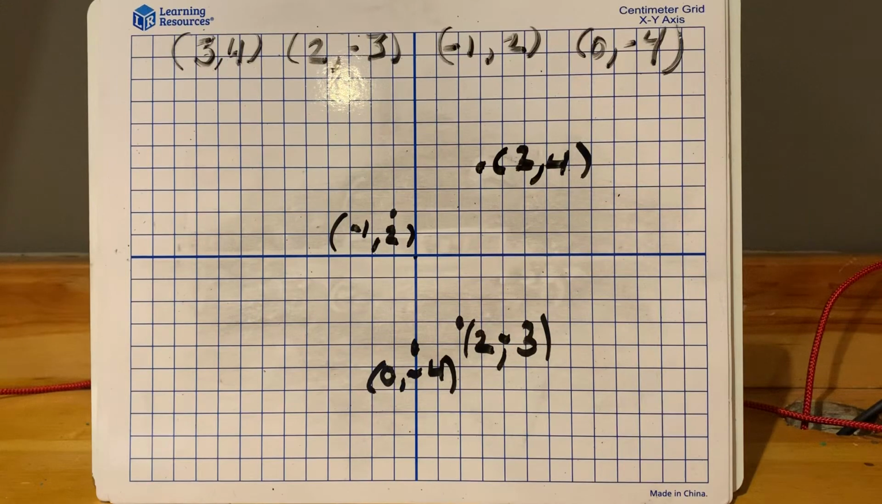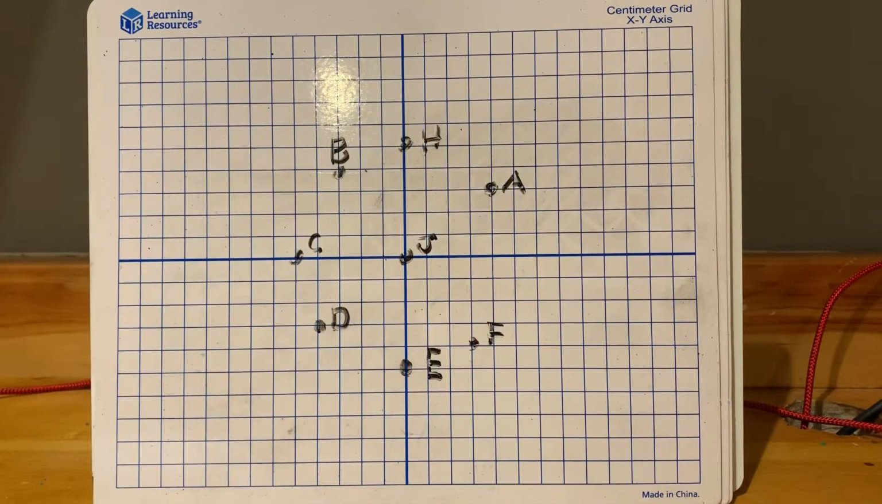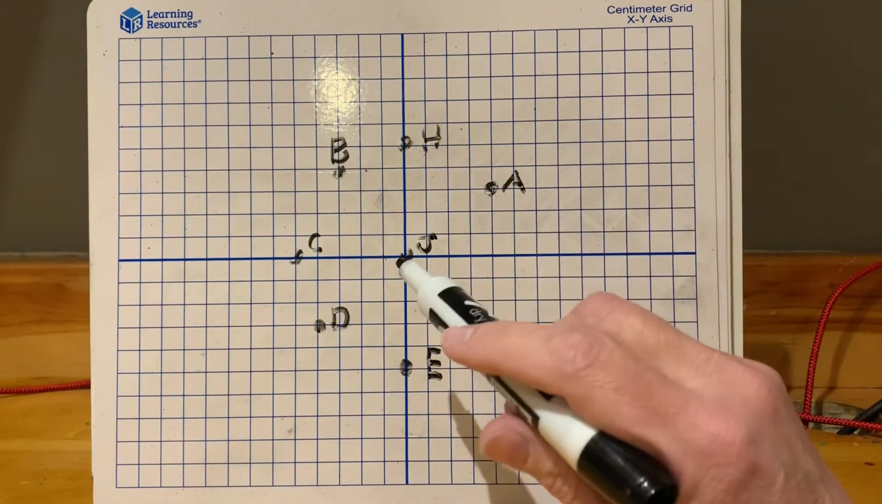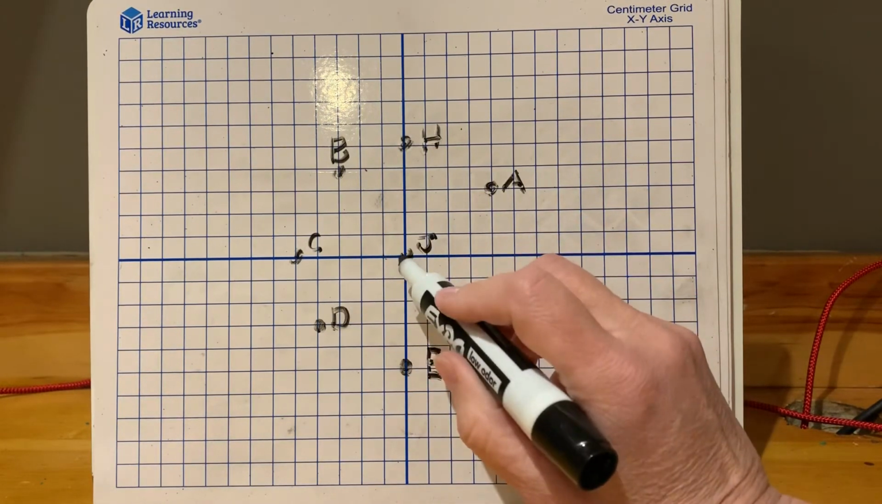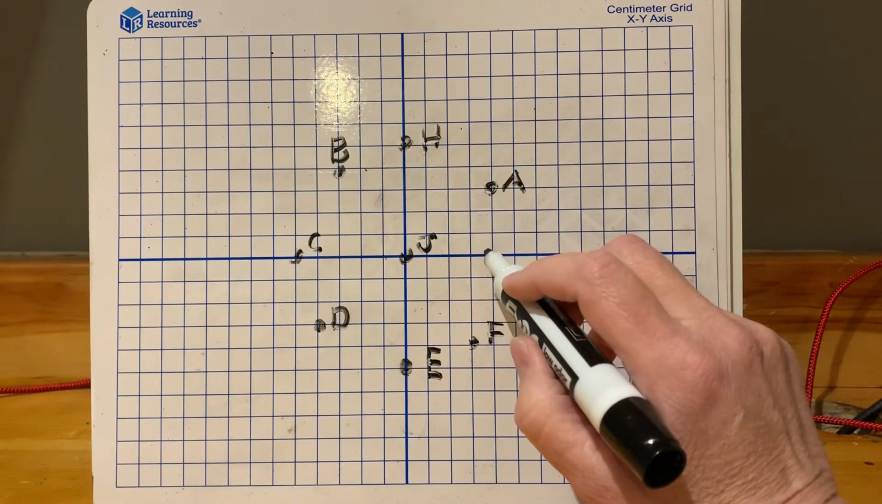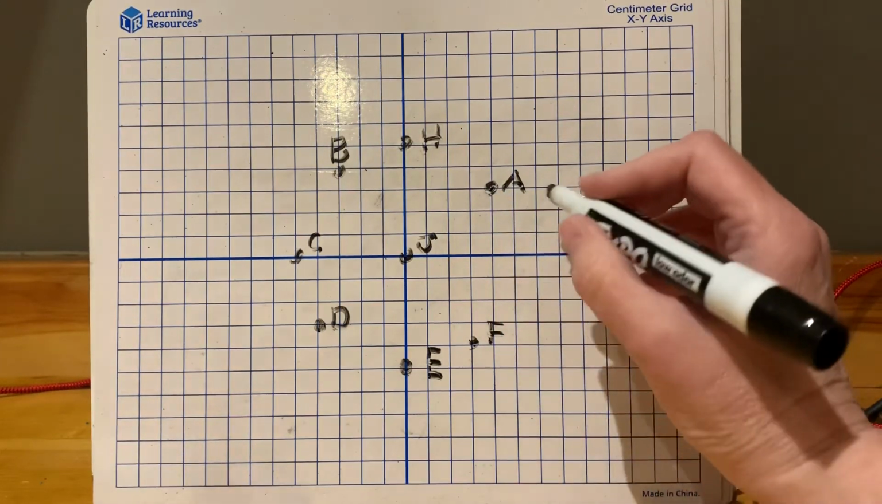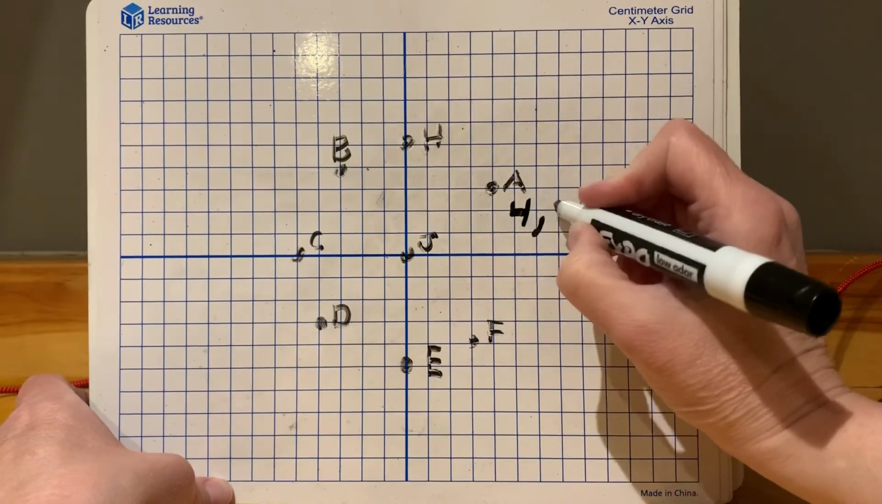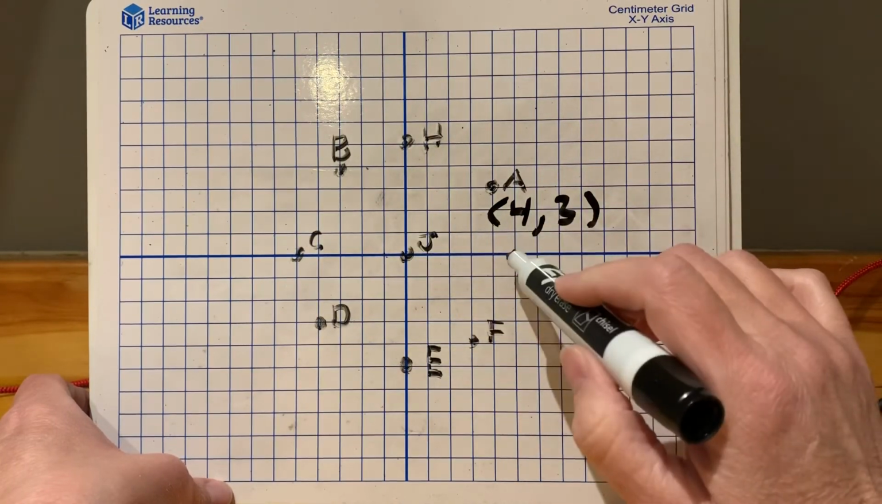Now, we're going to find the coordinates for points that are already plotted. So, first we'll find the coordinates for point A. We will do our x coordinate first. So A is 1, 2, 3, 4 to the right. So it is positive, and then it is 1, 2, 3 up. So this point is (4, 3), and they are both positive. They are in the first quadrant. It went to the right and then up.